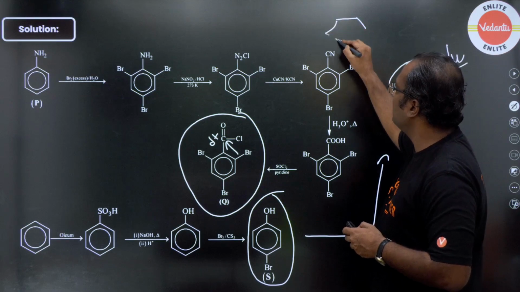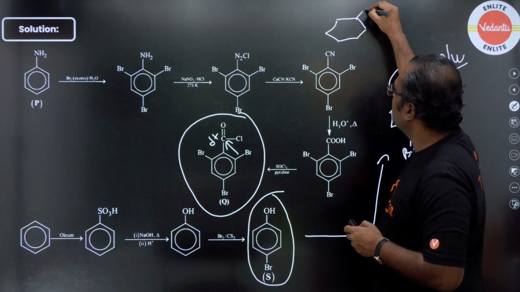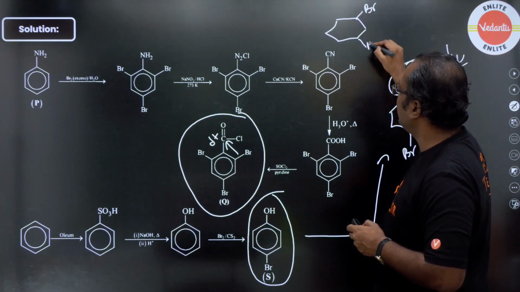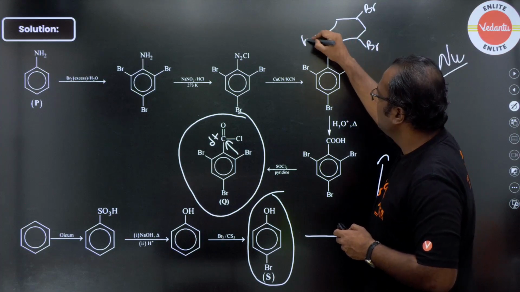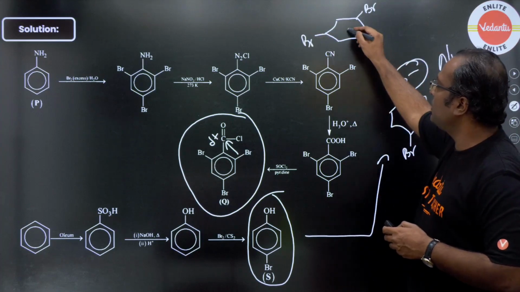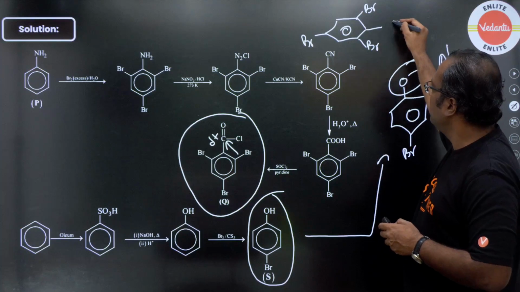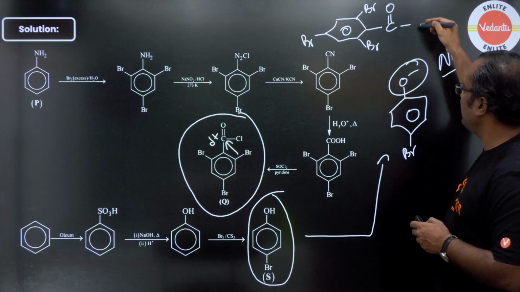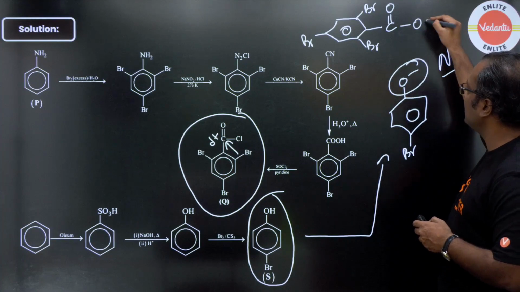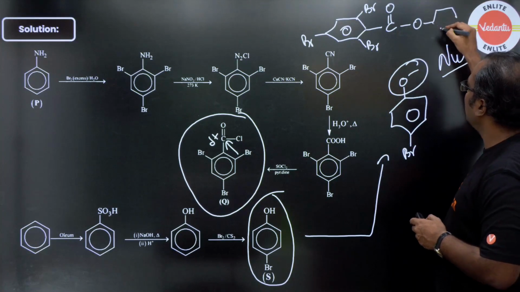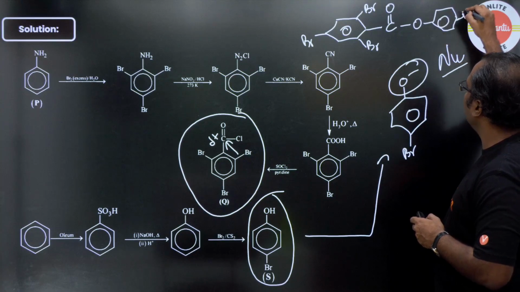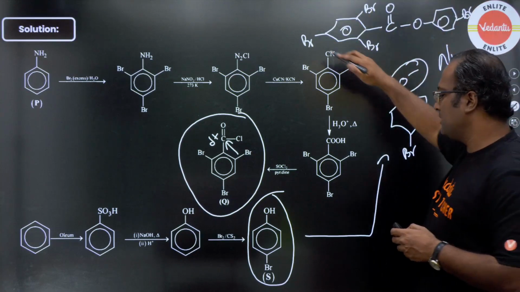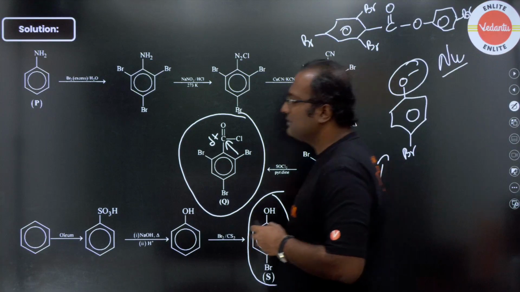I am writing it in horizontal manner just to write it in a clean way, nothing else. So this is your 3Br that were already given in Q compound. Here you have a C double bond O, and instead of Cl now you have this oxygen which has attacked your ring. That means you have a benzene and you have a Br. This full big compound is your final product, that's R.